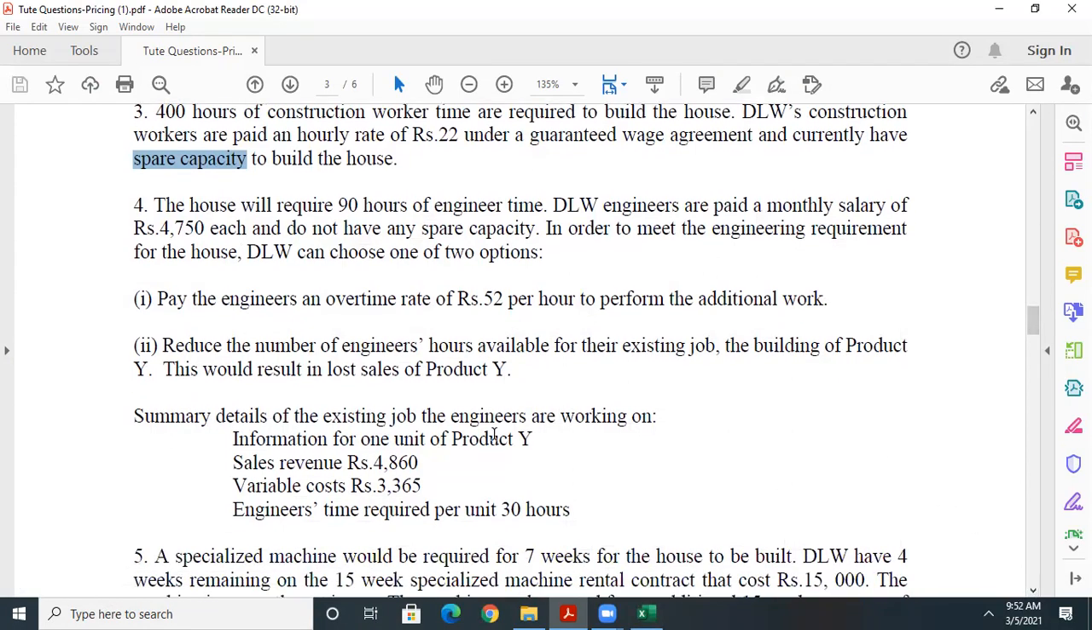The summary details of the existing job the engineers are working on. Information for one unit of product Y: sales revenue 4,680, variable cost 3,365. So accordingly, you can see that this particular product Y is making a contribution of some amount. And the engineer's time required per unit is 30 hours.